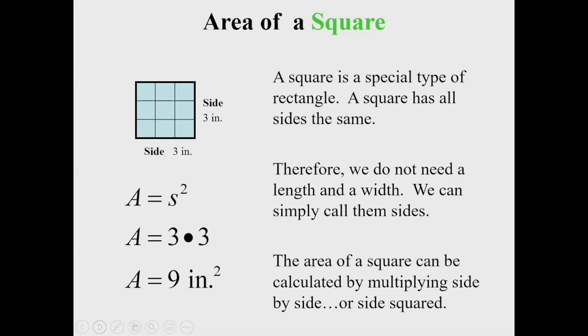Look at this example. One side of a square is 3 inches. Find the area. All you need to do is to look at the formula. Area equals side squared. So 3 times 3, or 3 squared, it is 9 square inches.